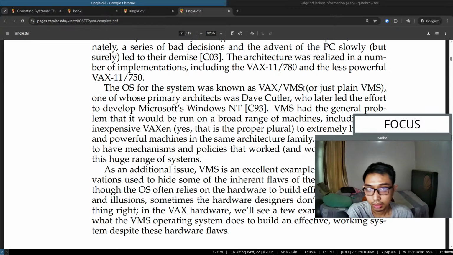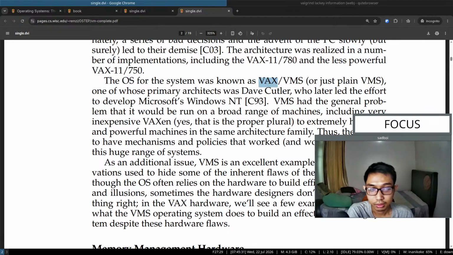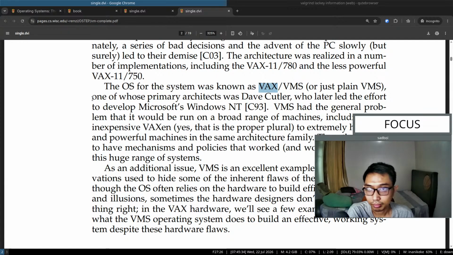I'm kind of curious what VMS stands for here, and also VAX, I guess. Yeah, just some random stuff. One of the primary architects was Dave Cutler, who later led the effort to develop Microsoft Windows NT.